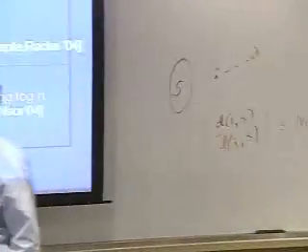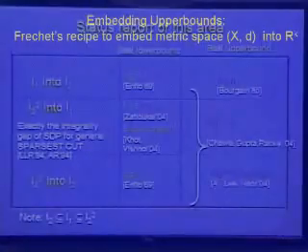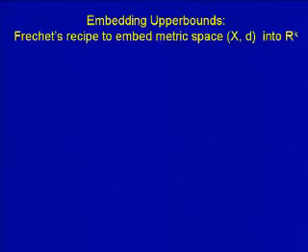Basically, for the upper bounds, the only thing we know is how to embed into L2. And so once you embed into L2, it follows that you can embed into L1. If you can embed this into L2, then you can embed this into L1. Okay, so that's the report on embeddings.